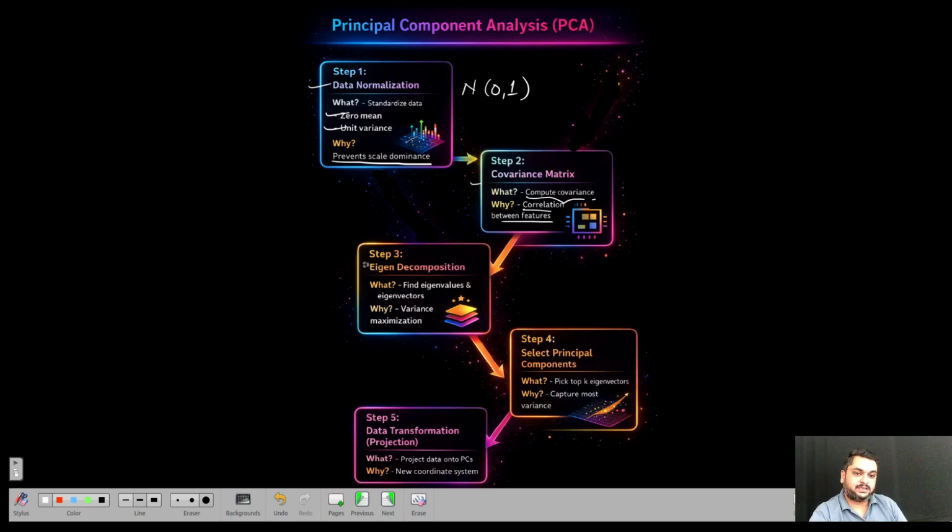So in step 3, you do the eigen decomposition. That means you find the eigenvalues and corresponding eigenvectors for this normalized covariance matrix. Why? Because the eigenvalues and eigenvectors give the direction in which the variance is maximized. Eigenvectors give you the direction of maximum variance in that order, and the lambda value, that is your eigenvalue, gives you the variance in that particular direction.